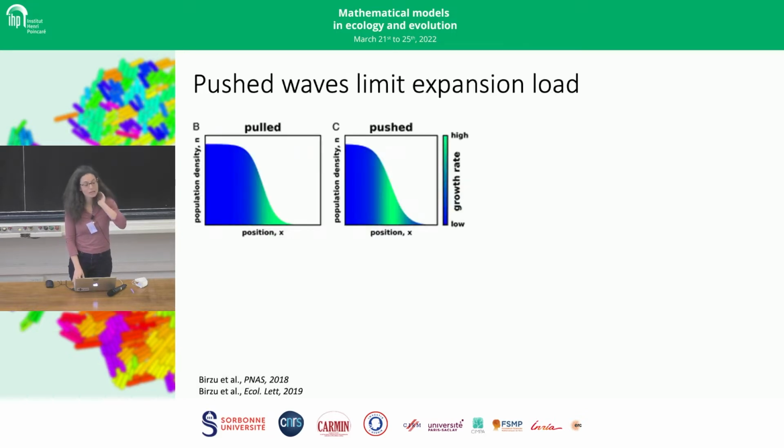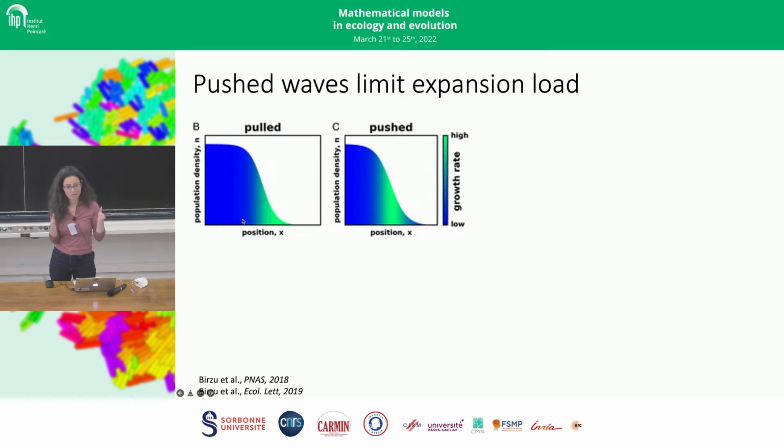What I mentioned is that in range expansions, there's the expectation that deleterious mutations will keep accumulating at the front. However, there are aspects of the dynamics of the wave that can limit the accumulation of deleterious mutations. One of these is when you go from a pulled wave to a pushed wave. Many of you may be familiar with this, but just to recap, a pulled wave is what you would get, for instance, in a Fisher-Kolmogorov wave.